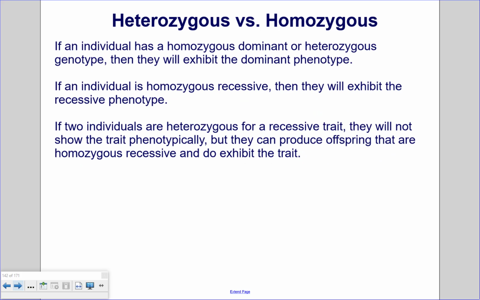Heterozygous versus homozygous. Remember, heterozygous means the individual has different alleles, so one dominant and one recessive. Homozygous means the individual has the same allele, so two dominant alleles or two recessive alleles. If an individual has a homozygous dominant or heterozygous genotype, they will exhibit the dominant phenotype, because remember, that dominant allele is there, so you have the dominant phenotype.